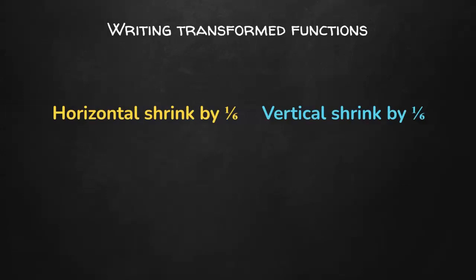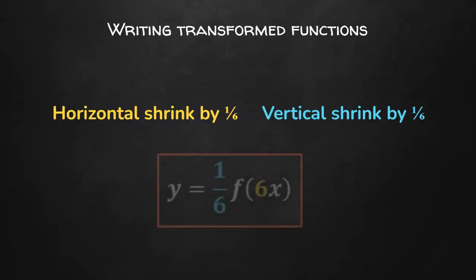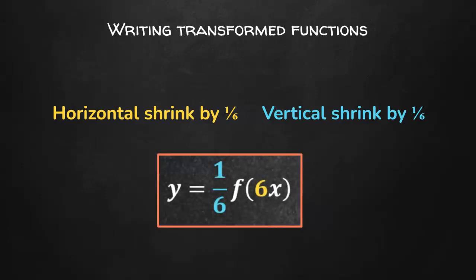Horizontal shrink by 1/6. Horizontal shrink will be on the inside, but inside is opposite. And vertical shrink by 1/6 is going to happen on the outside. So that vertical shrink by 1/6 is the 1/6 in front. However, the horizontal shrink is the opposite, so it's a factor of 6 right next to that x.